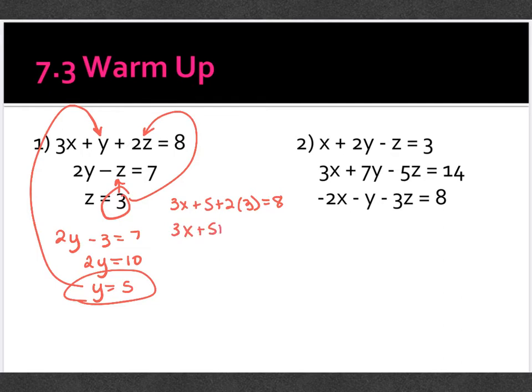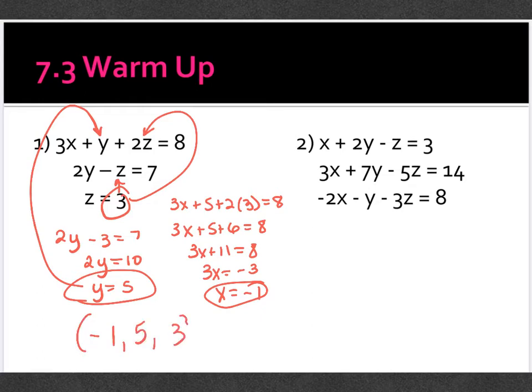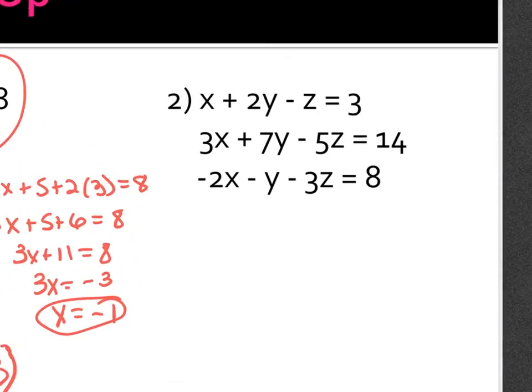and you get 3x plus 5 plus 2 times 3 equals 8. 3x plus 5 plus 6 equals 8. 3x plus 11 equals 8. 3x equals negative 3. And x equals negative 1. And then again, make sure you're writing your answers in coordinate point form. Negative 1, 5, 3. Easy stuff, right? Okay, then comes your 3 variable 3 equations.